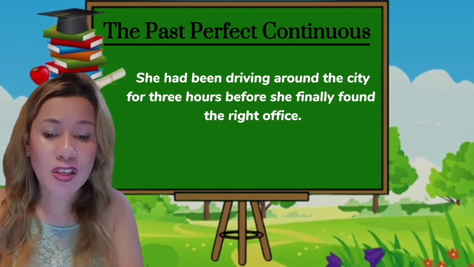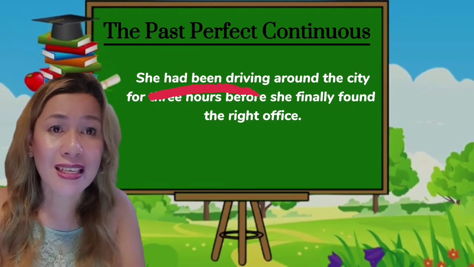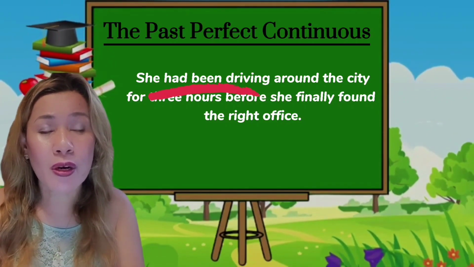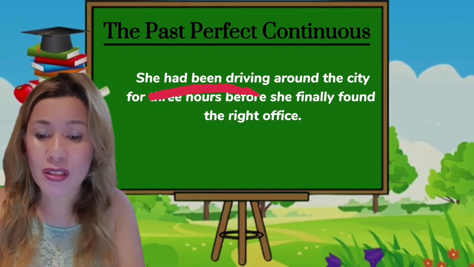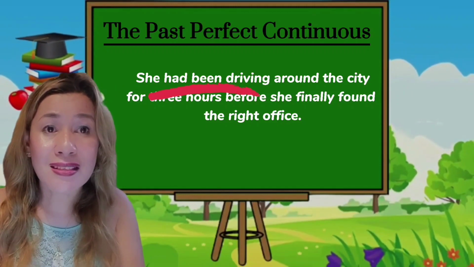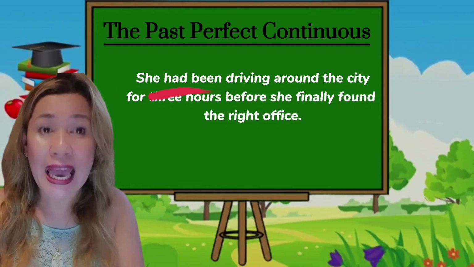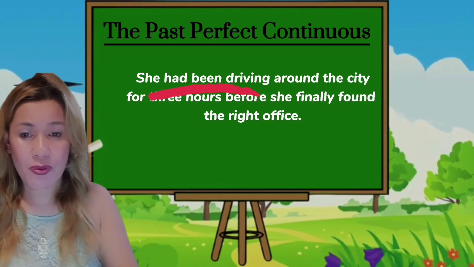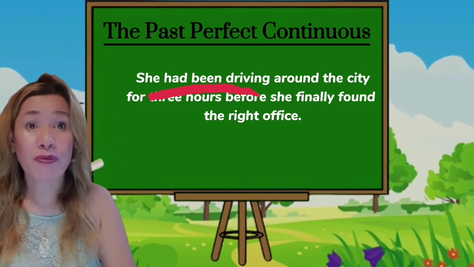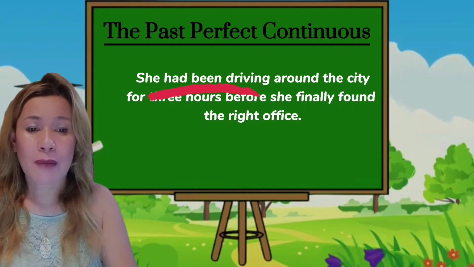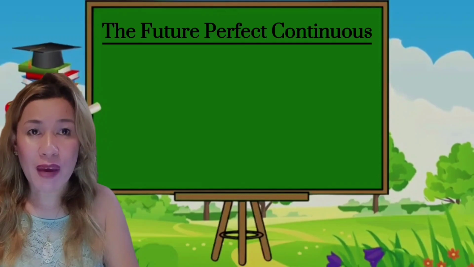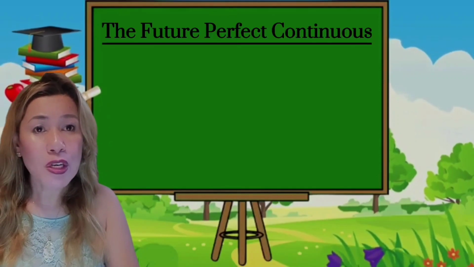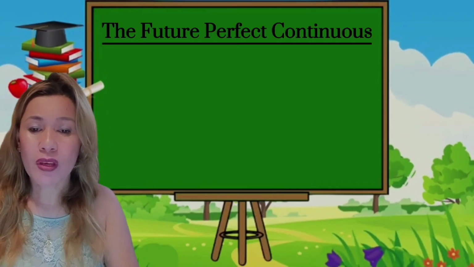And that had been plus ing form of the verb is constant, regardless of your subject. So if your subject is singular or plural, the same form will be used. Had been plus ing form of the verb. So that's it for our past perfect continuous. Let's move now to our future perfect continuous. When do we use this tense?